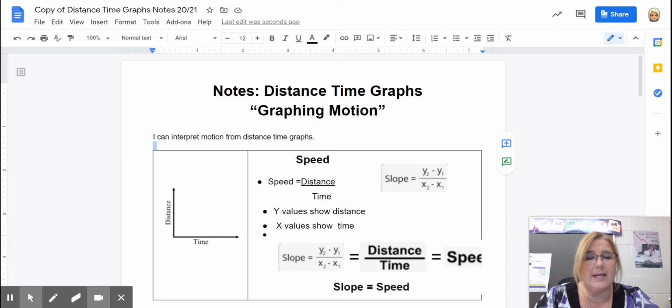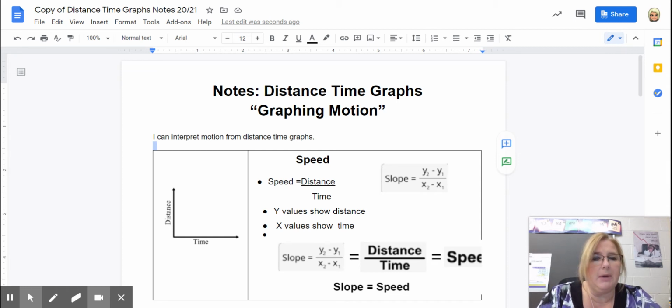So our I can statement today is I can interpret motion from distance time graphs. And we'll look at our first one here. We have just a distance time graph, nothing on it. We're just talking about speed, and we're defining what is speed. Most students will tell us it's how fast something's going, but really speed is how far you go in a certain amount of time. So to calculate speed, the formula would be distance divided by time.